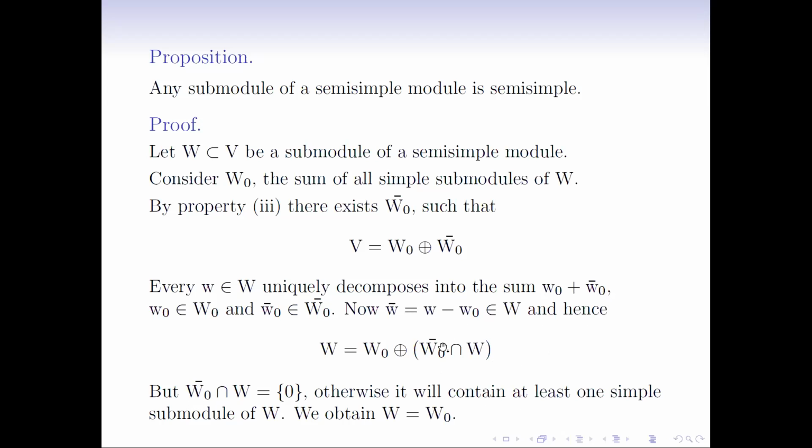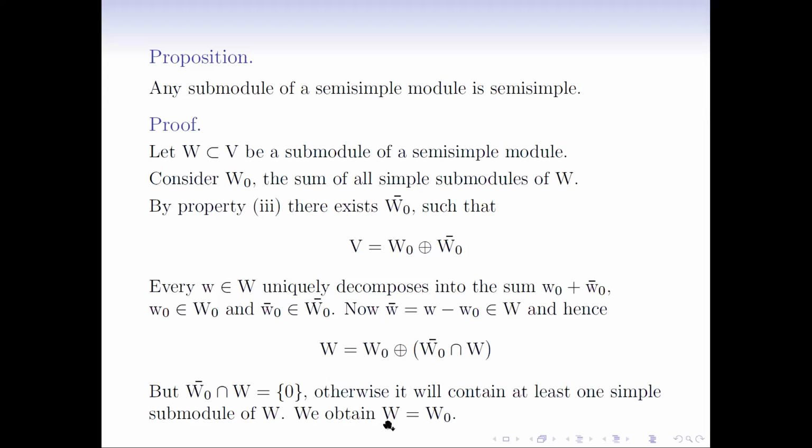But let's consider the module W0 bar intersected with W. It's a submodule of W, and every submodule has at least one simple submodule. But all simple submodules of this intersection are simple submodules of W. So by definition of W0, they must belong to W0, because W0 is the sum of all simple submodules. Since the sum is direct, it means that the intersection of W0 bar and W equals 0.